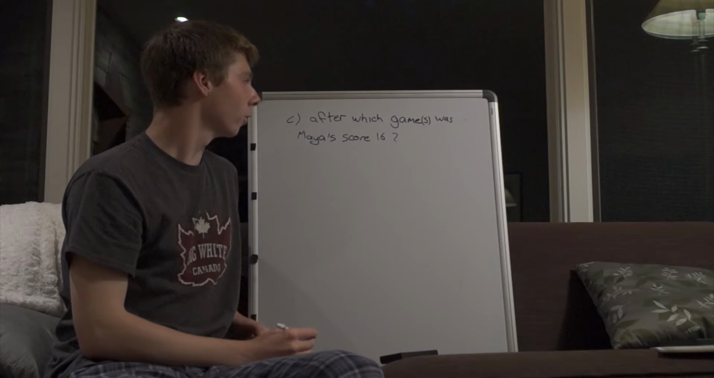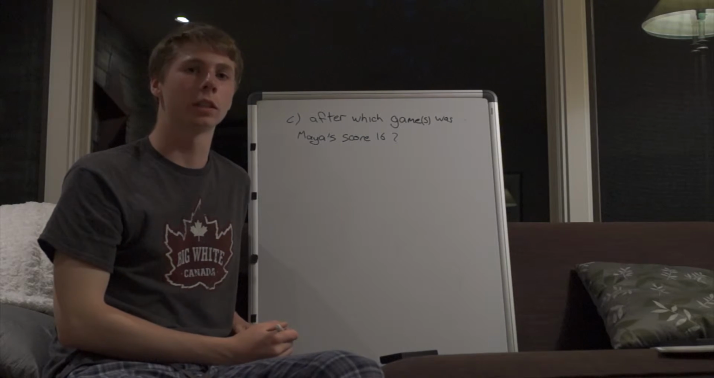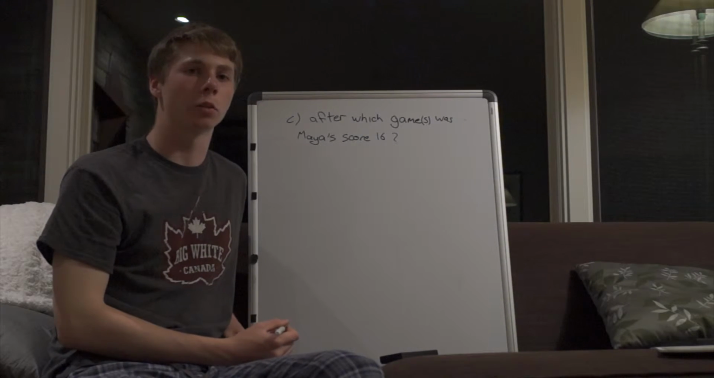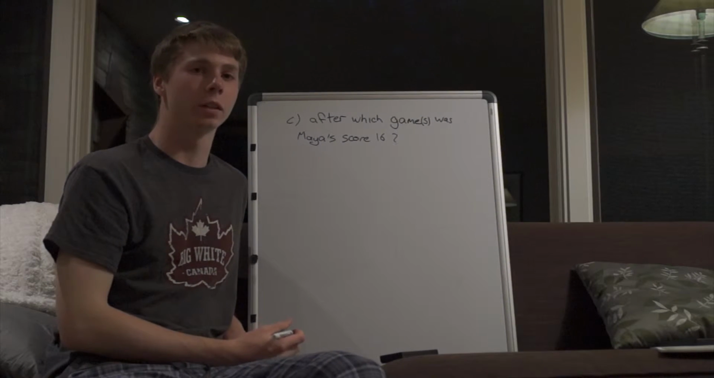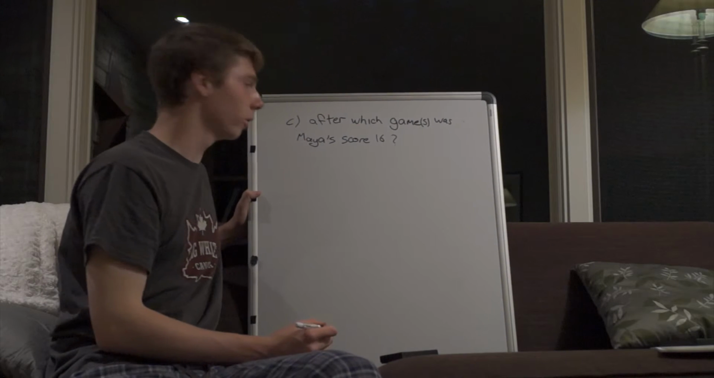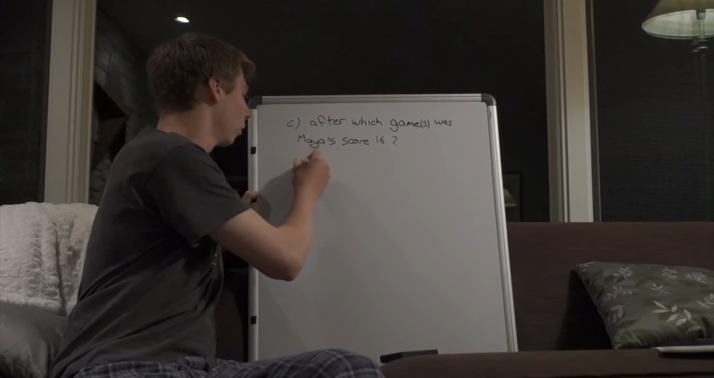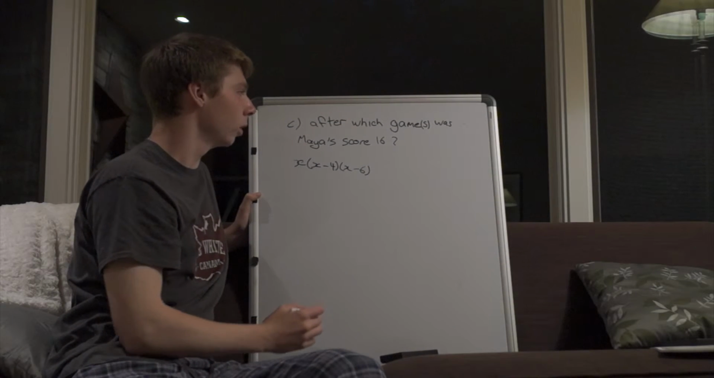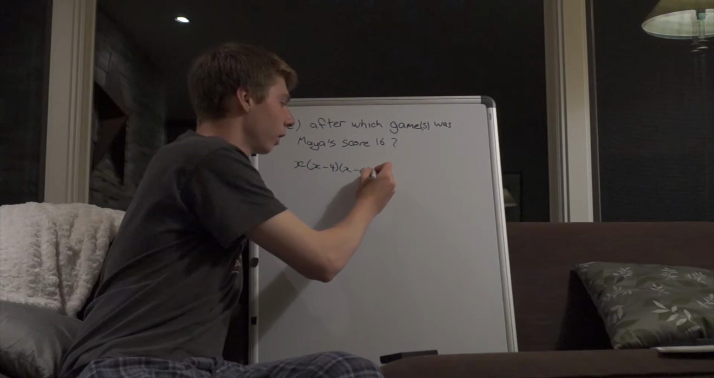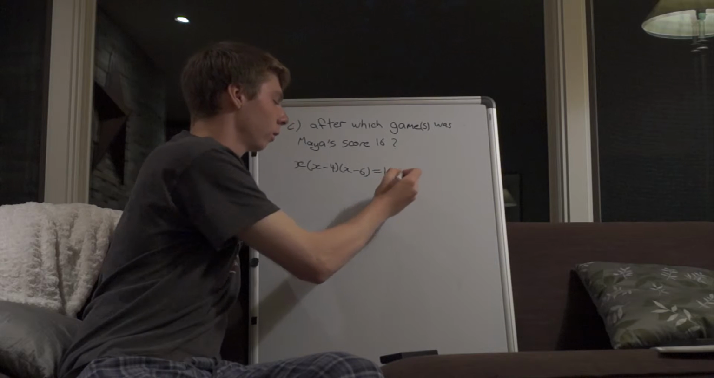Question C, after which games was my score 16, is very similar to the last question, just with different values. For this reason, we're going to take a very similar approach. First, we write out the equation for her score. Since her score is 16, we set her equation equal to 16.